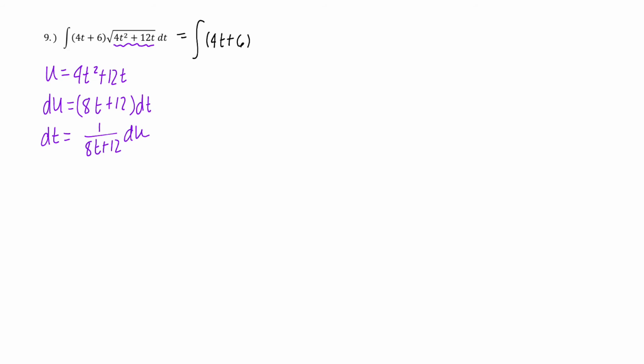So I have 4t plus 6, square root of, now this is u, and then multiplied by dt gets replaced with 1 over 8t plus 12 du. So we have 4t plus 6, and then this is u to the 1/2. On the bottom, once again, since these don't directly cancel, I'm going to pull out a 4 down here again. That's going to work again.